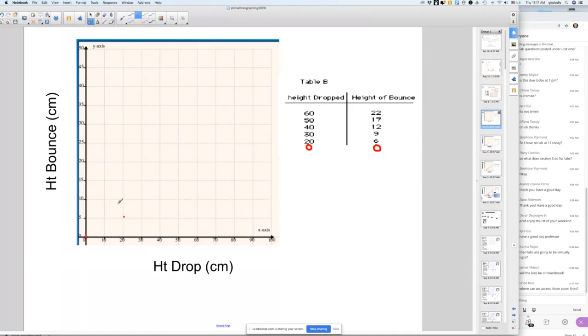930, so 9 is over here, 30 is over here. This would be another dot. 1240, so 12 is over here, 40 is over here. And 1750, 17 is over here, 50 is over here. And the last one is 22, which is up here, 60 is over here.